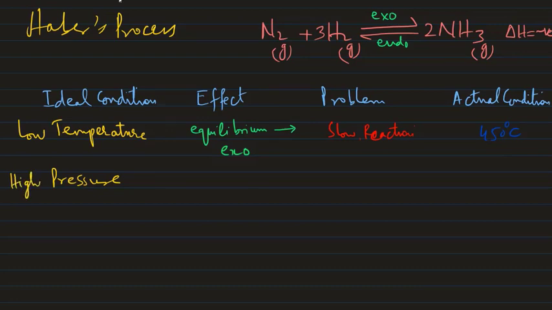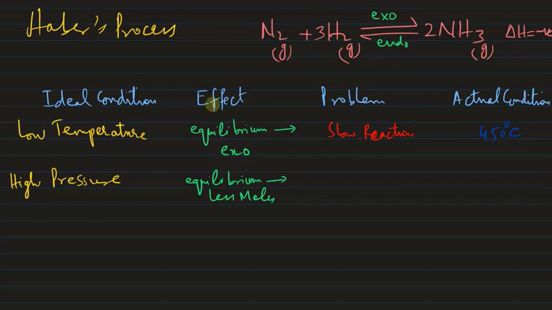But again, what is the effect of high pressure? Effect of high pressure is the same. Equilibrium move toward right side because there are less moles in the forward direction. But definitely there are problems with high pressure. Look, this reaction that we are carrying out, the Haber's process, it is done in a closed container. Why do we use the closed vessel? Because in the open vessel, there'll be gases and they'll escape out. So we have to use a closed vessel in this case.